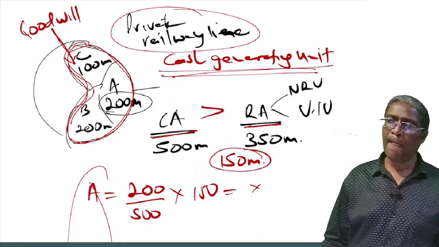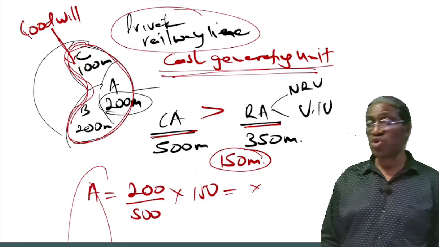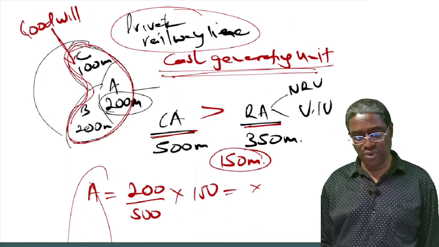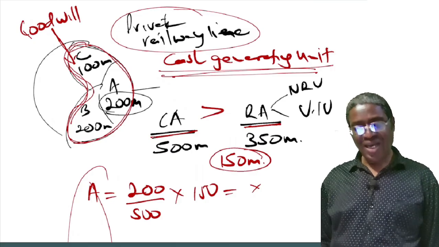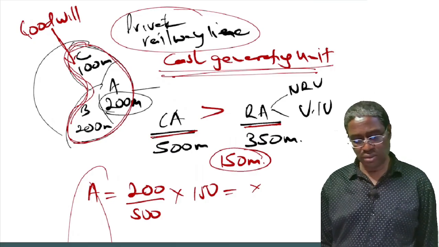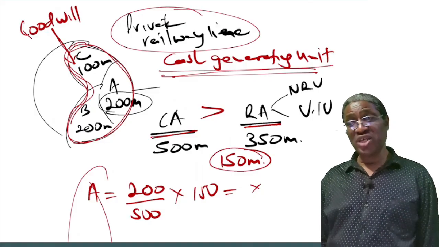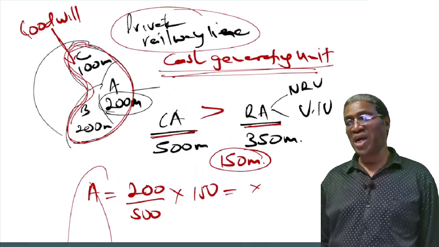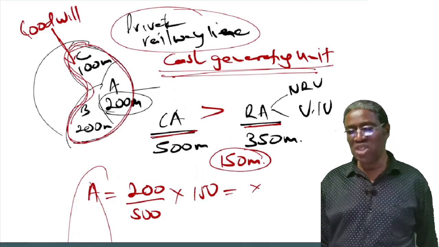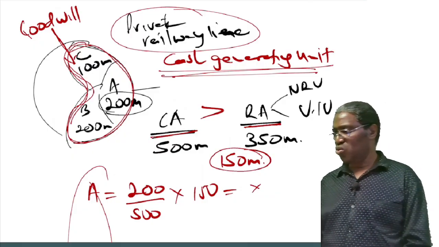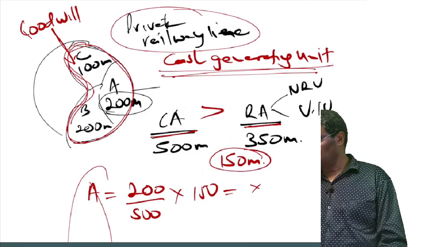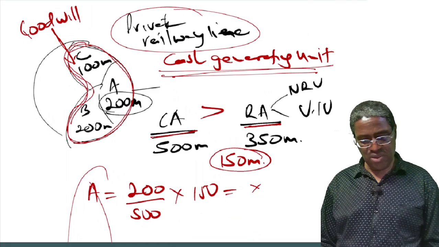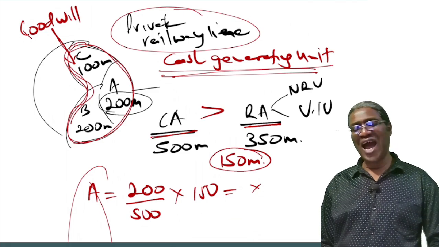Therefore, a cash generating unit to which the railway line belongs should be identified.